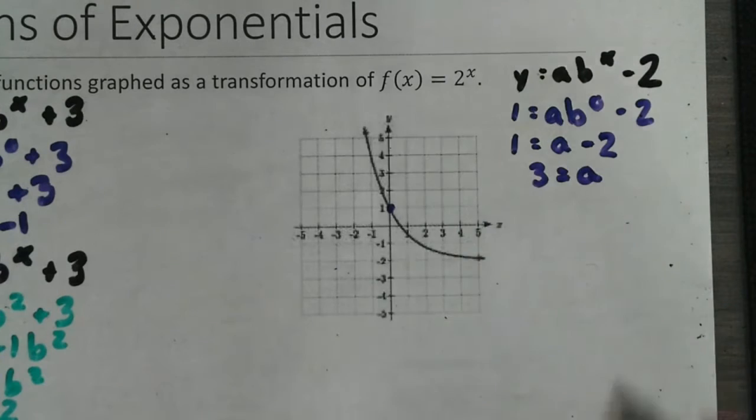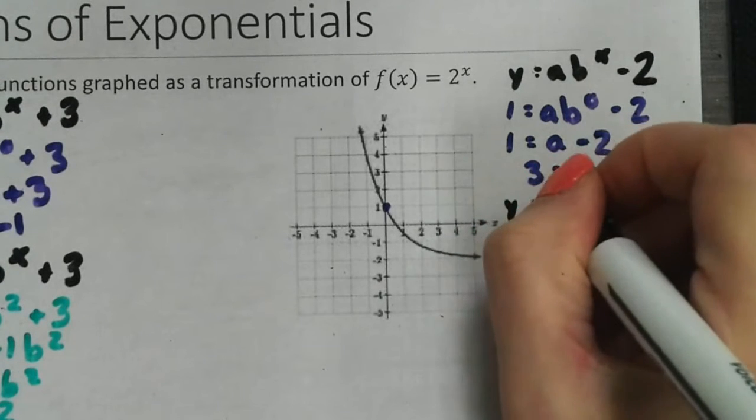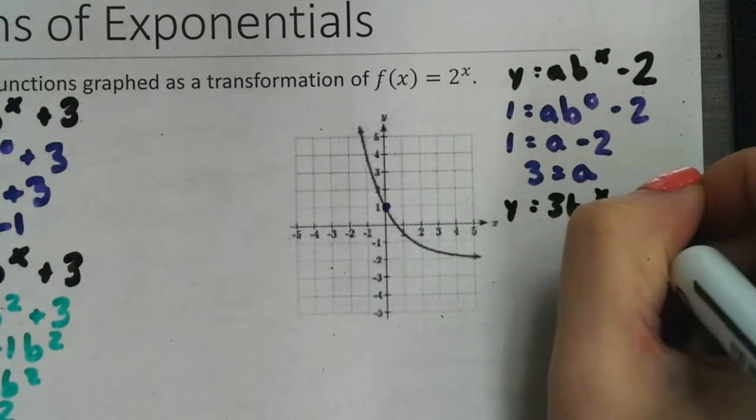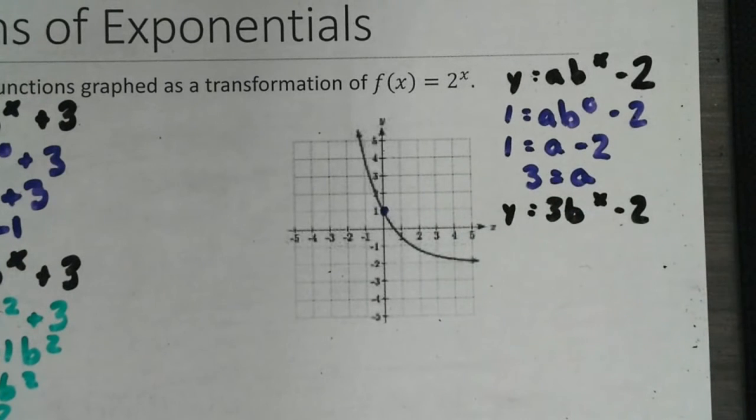Now that I know a equals 3, we have y equals 3b to the x minus 2, and I need another point on my graph.